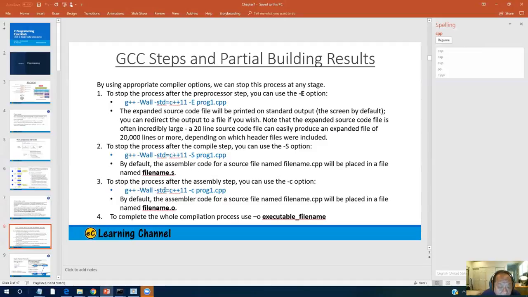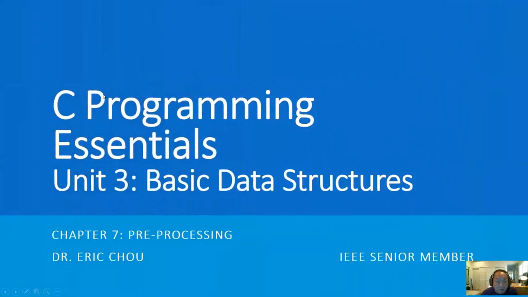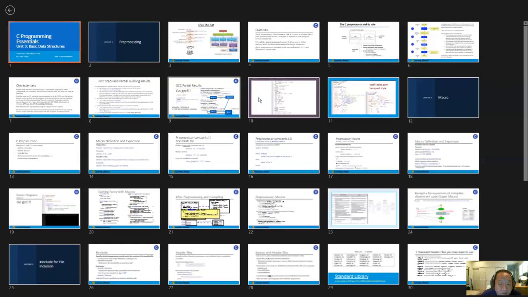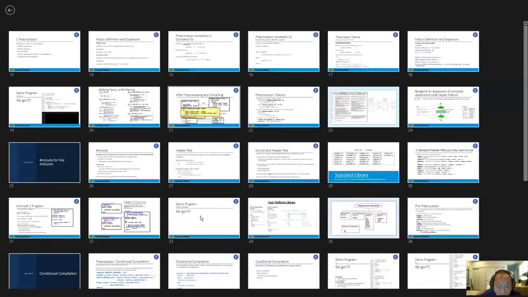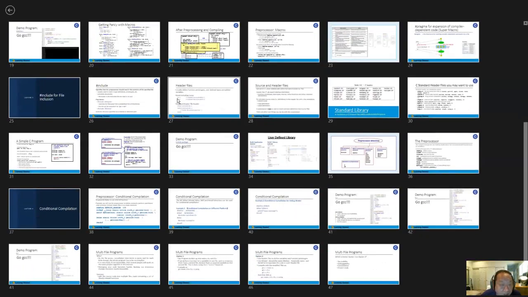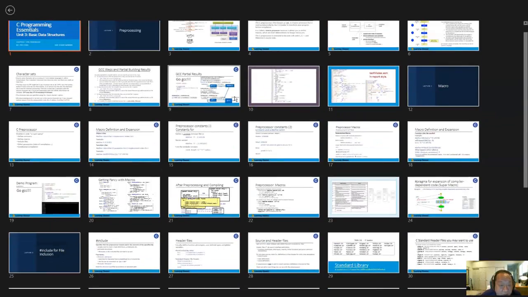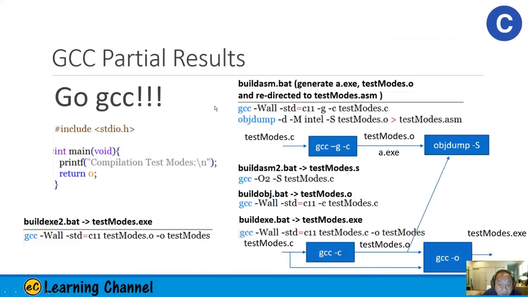Now the next one: if you do .c, we know that you would go to a .o file, right? And from the .o you will go to an executable file. So these are the GCC steps for partial file building. Whenever you need something in between and you want to check it, you can use the GCC partial compilation feature to get that. So let's move to the next page.